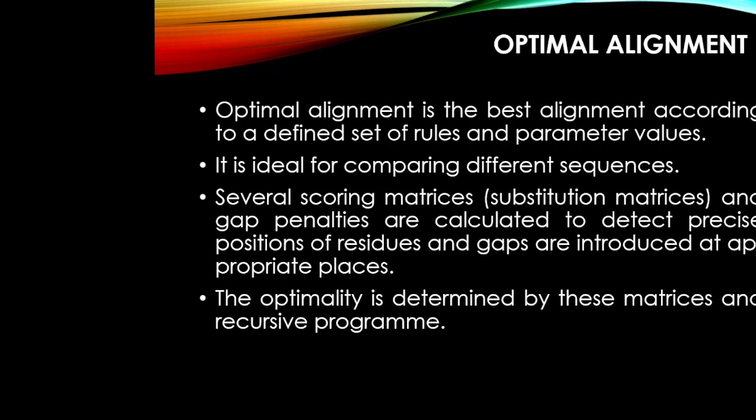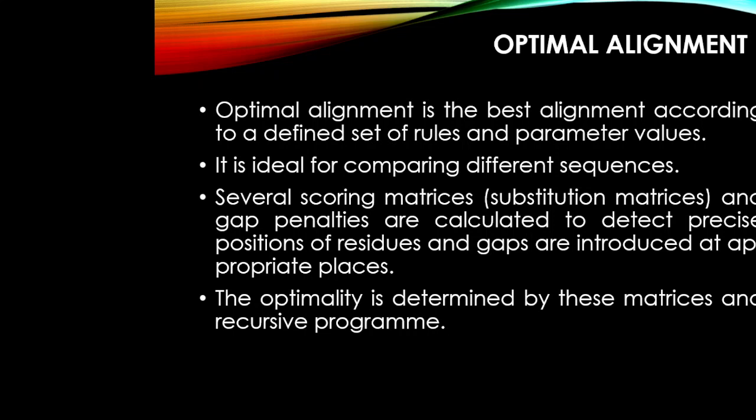Then optimum alignment. Optimum is something that we may have studied in chemistry class, optimum temperature and all. So optimum means the most ideal, the best alignment according to a defined set of rules, and there are a number of rules. For example, the number of gaps. Fewer gaps are always ideal. More gaps are less favorable. So an alignment that has fewer gaps is favored.